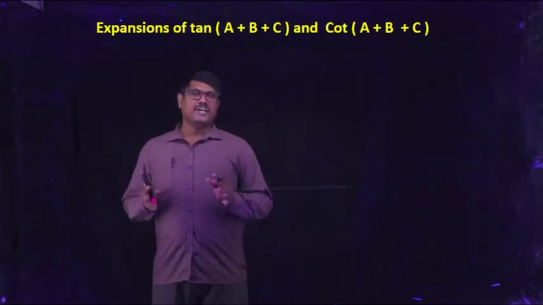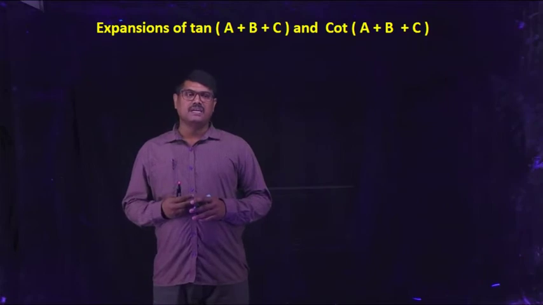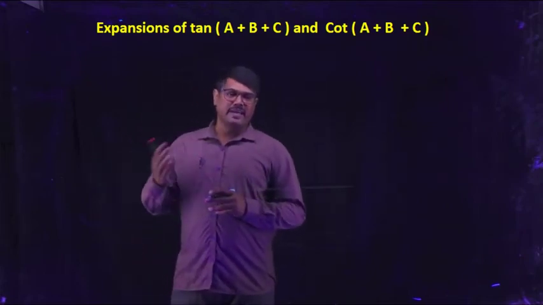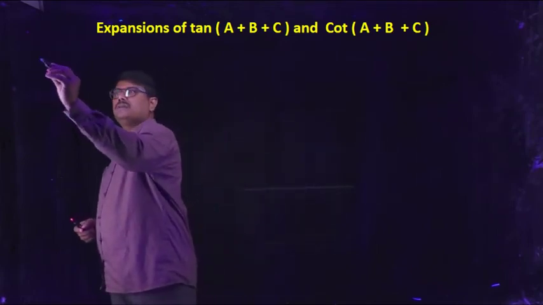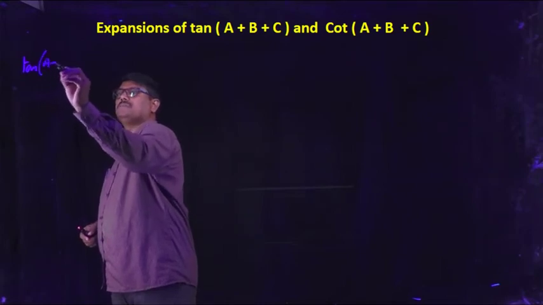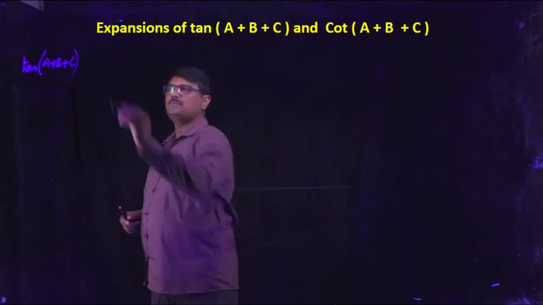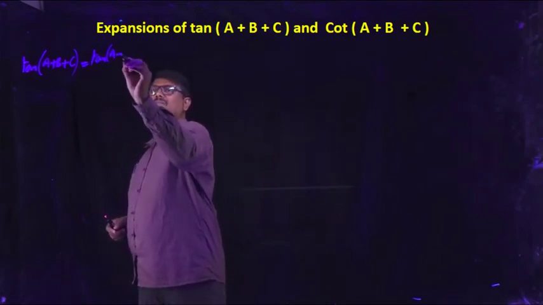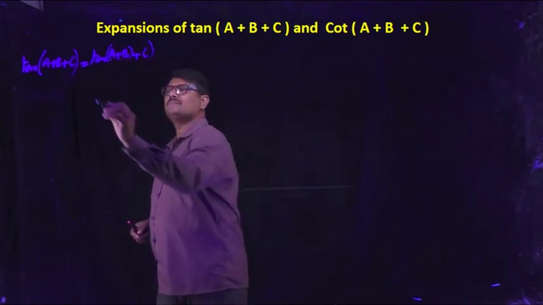Now let us try to do the expansions of tan(A+B+C) and cot(A+B+C) as we did in the sine and cos concepts. So start the expansions. Tan of A+B+C. Treat A+B as one angle and C as the second angle.